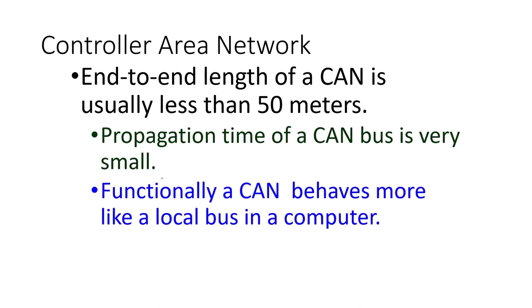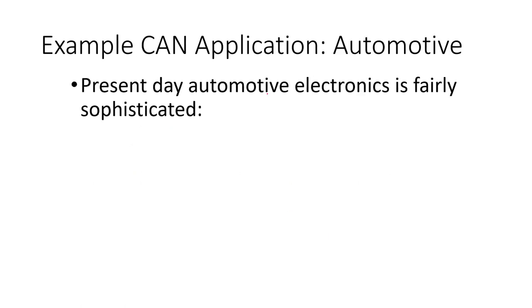CAN, on the other hand, can be fairly long. It is meant to be for large networks. So it can be for cars, buses, and so on. That is why it can grow to as much as 50 meters. So CAN is designed to be the primary network of a bus. Its propagation time is small. So it's more like a local bus in a computer. That's the way it behaves.